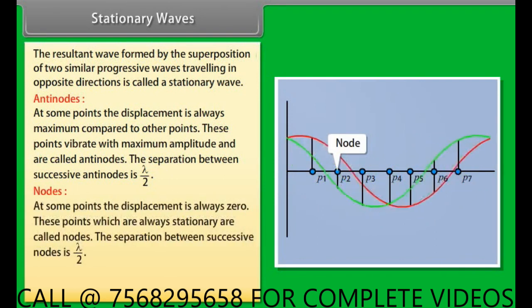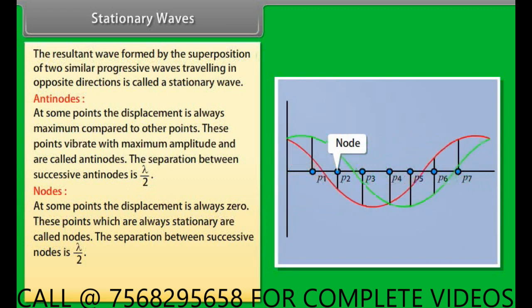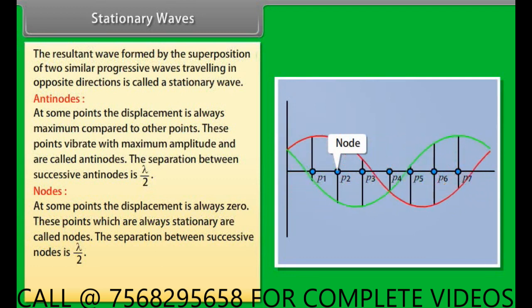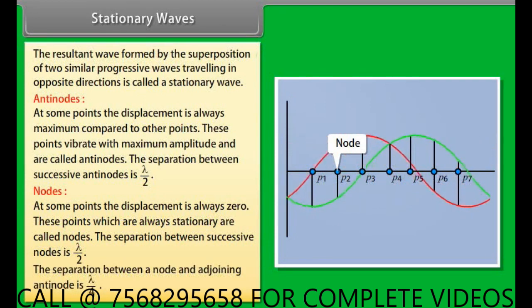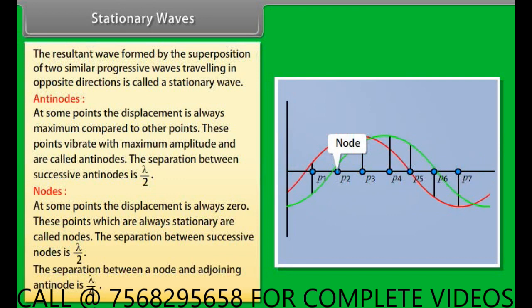Nodes. At some points, the displacement is always zero. These points, which are always stationary, are called nodes. The separation between successive nodes is lambda by 2. It is observed that the separation between a node and the adjoining antinode is lambda by 4.